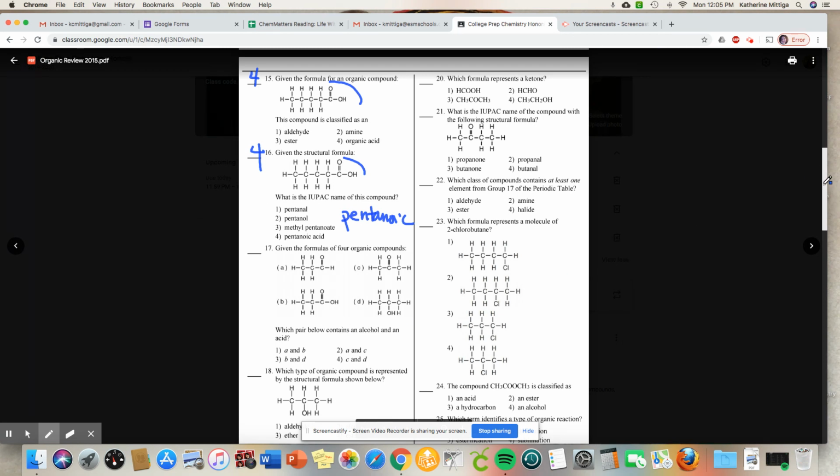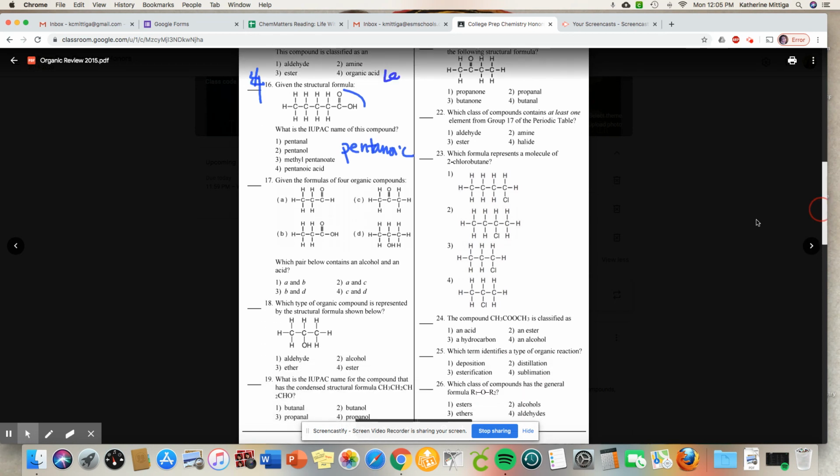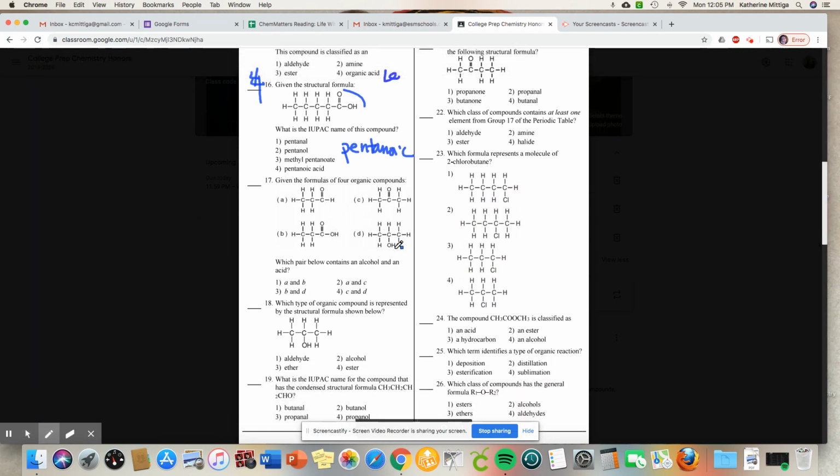Which is an alcohol and an acid. So alcohols just have an OH group. So who's got an OH group? Oh, D does. So anything without D, we don't want. D is the alcohol. Here it is. Which is an acid? Acid is C double bonded O to an OH. Here it is, B. So it's choice 3.